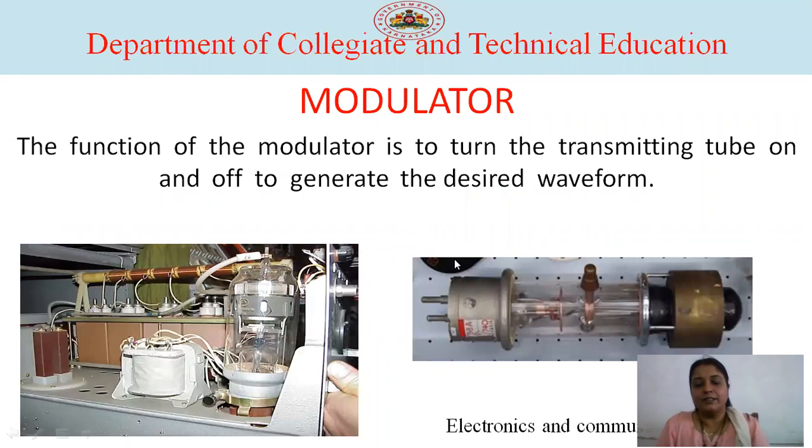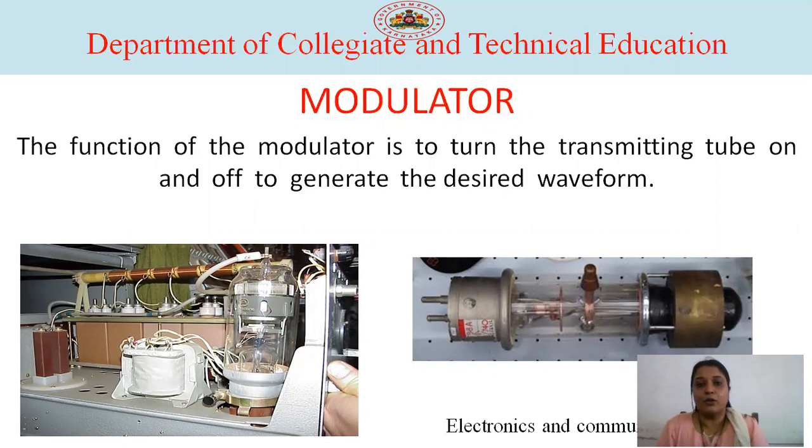Now, modulator. In the last classes, we have studied the pulse type of radar. In the radar classifications, we mainly have two types: the continuous wave radar and the pulse type of radar, depending on the type of waveform, that is, which type of signal we are emitting, either continuous or pulse type. In the pulse type radar, the signals which we are transmitting are in the form of pulses.